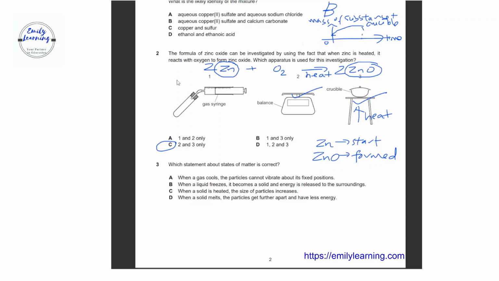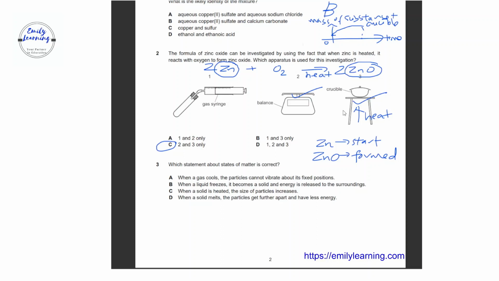So usually for this type of heating experiment, we use a crucible and balance to investigate it. We seldom use the gas syringe. It is more tedious and usually less accurate, and it might not have excess oxygen. Using the crucible, you definitely have excess oxygen because oxygen or air is everywhere.